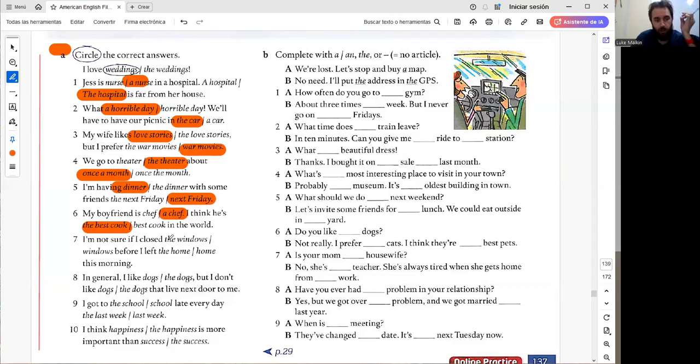Seven, I'm not sure if I closed the windows, specific windows, before I left home this morning. Home is an exception where there is no article, like work, for example.